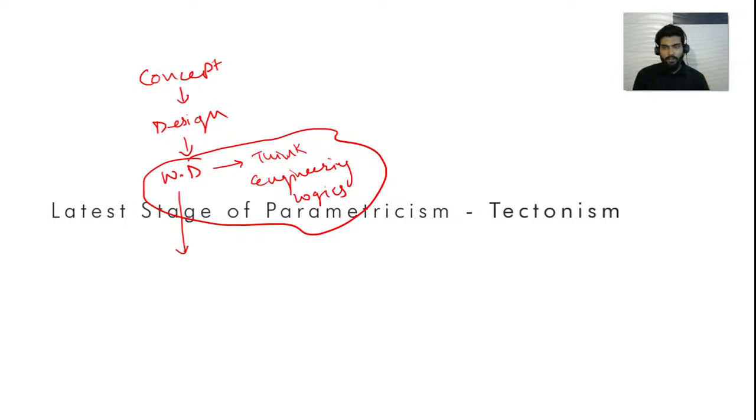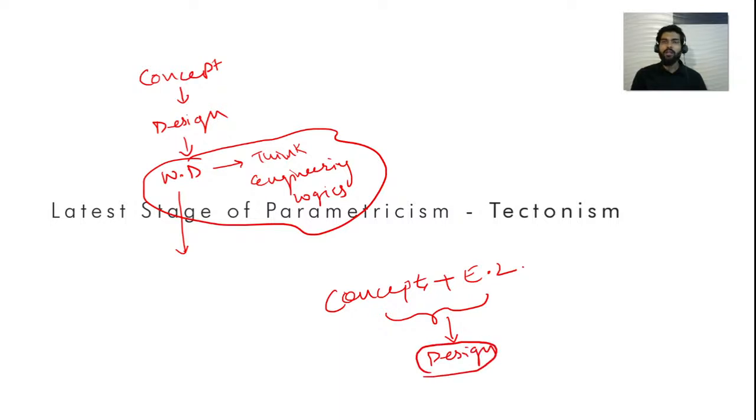But this changes with Tectonism. What happens in Tectonism is when you are at the conceptual stage, right at the conceptual stage itself, you understand what sort of material is mass produced and available in the market, what are the sizes of the gypsum board, what are the sizes of the partition walls or the metal studs and all of those engineering things, and you build it right here itself, plus engineering logics. You combine both of these and then come up with a design. So the designs that you come up with are already optimized in terms of engineering logics, right?